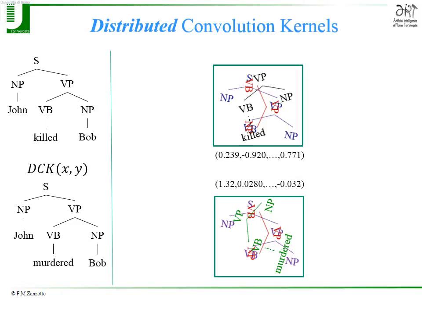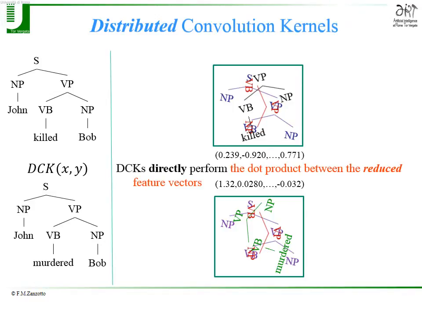Thus, it is in principle possible to think that we can encode substructures in small vectors, as the images you see in the two boxes. And then, counting common substructures is doing the dot product between these two small vectors. This is the distributed convolution kernel that approximates the initial convolution kernel.